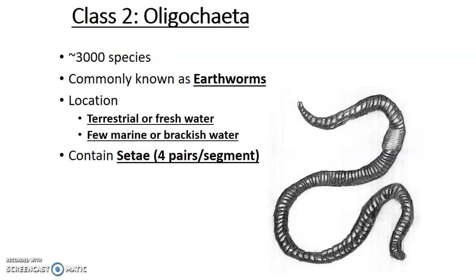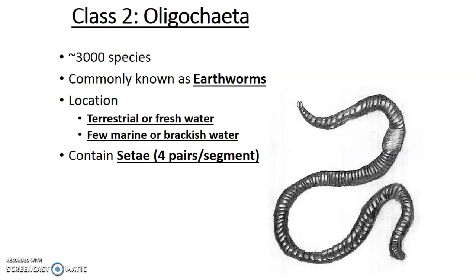Setae, they are going to have significantly less setae. So another thing that Polychaetes had a lot of, besides numbers, they also had a lot of setae, which are those fine hair-like bristles on the outside of the organism. Our class Oligochaetes will have a fixed number of setae per segment. So they are going to have 4 pairs per segment. So they will have a total of 8 setae off of every segment. That's a key characteristic of Oligochaetes.